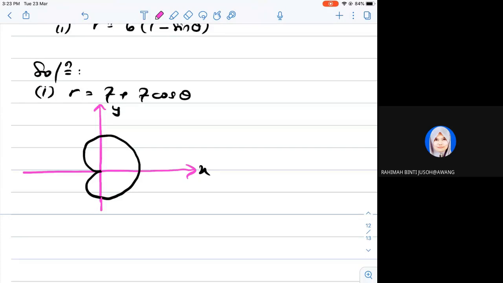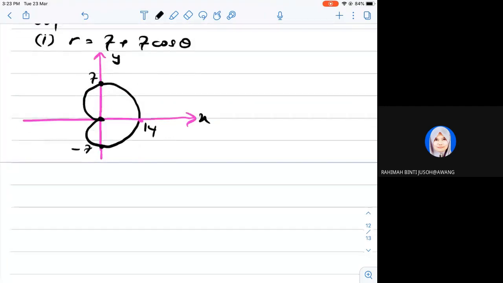Okay, now kat sini 7 tambah 7, so 14. Atas ni 7, kat sini 0, kat sini negative 7. Okay, I will show you why. Okay, let's say kita form dia punya table. You ada calculator dengan you kan?